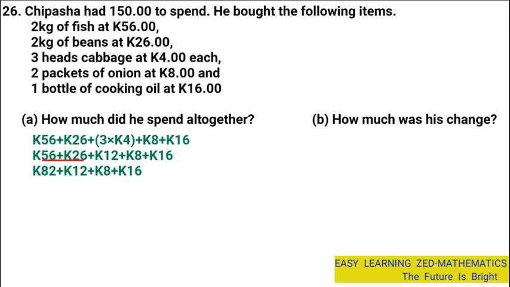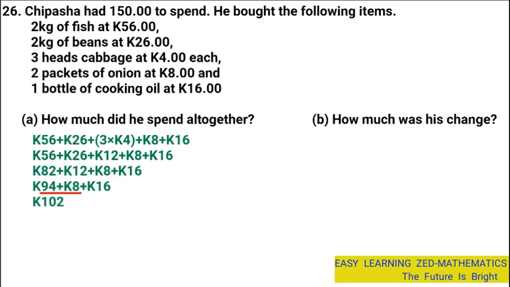plus 12, the ones I've underlined. So 82 kwacha plus 12 will give me 94 kwacha, which will be added to 8 kwacha and 16 kwacha. Then I'm going to add 94 plus 8 kwacha, which will give me 102 kwacha, which will be added to 16 kwacha.